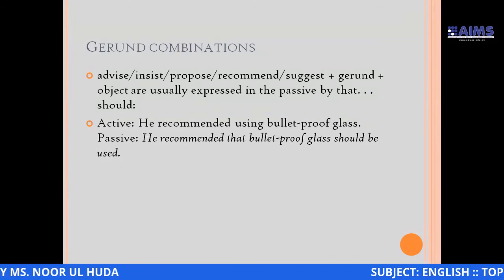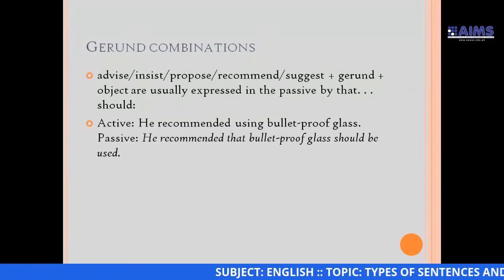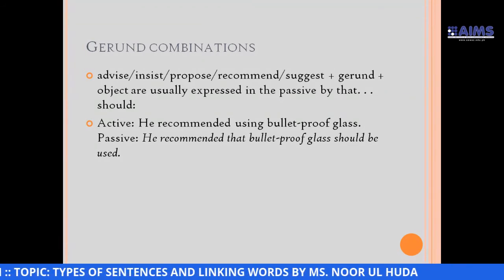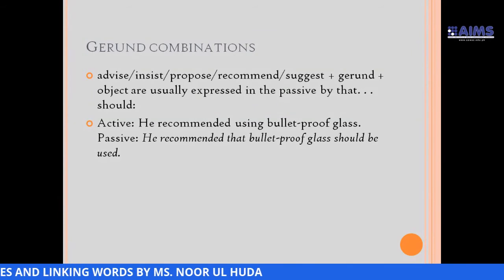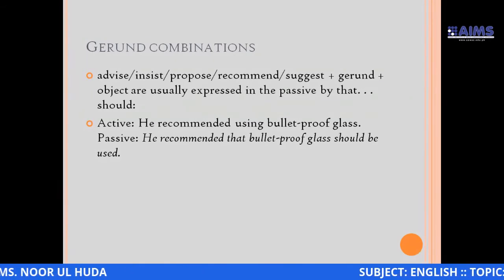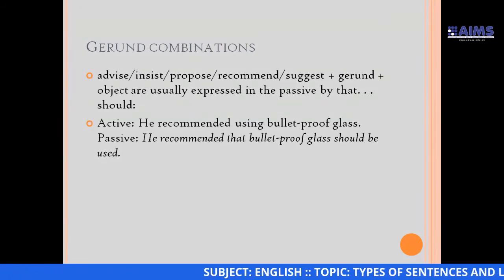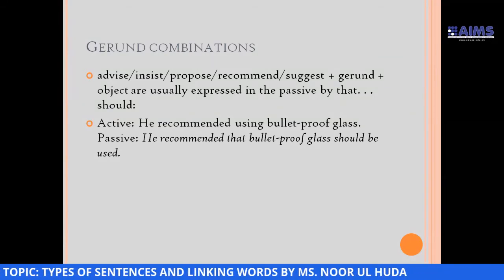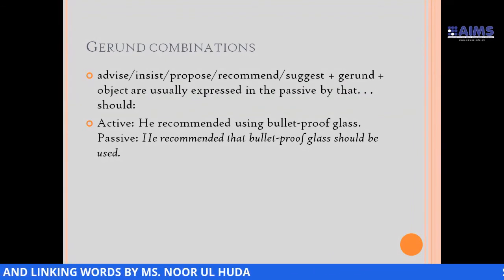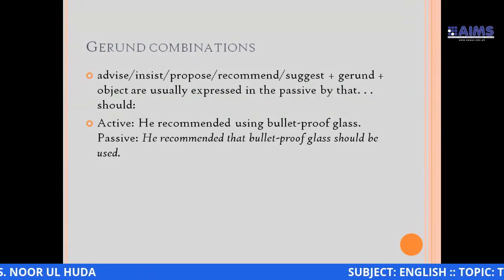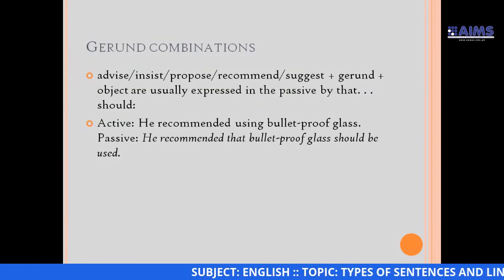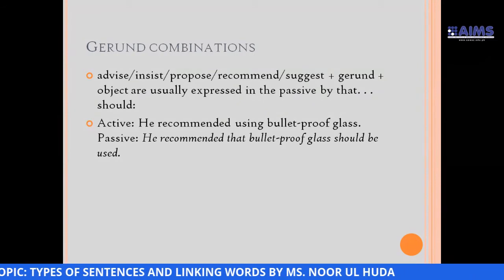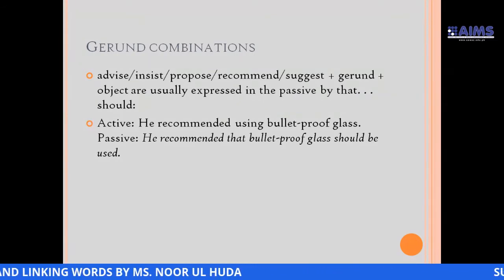Let's suppose he advised would be there, he insisted would be there, he proposed would be there, he recommended would be there, plus gerund, meaning the -ing form. Any kind of -ing form along with the verb, which acts as a noun in a sentence, plus object. Let's suppose the object is bulletproof glass. Now how do we change it? He recommended that bulletproof glass should be used.